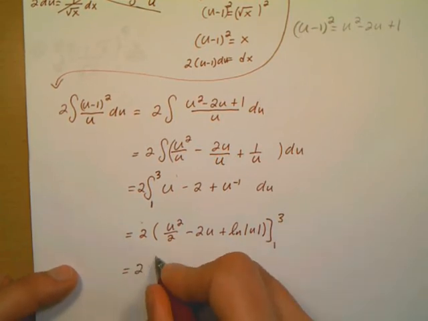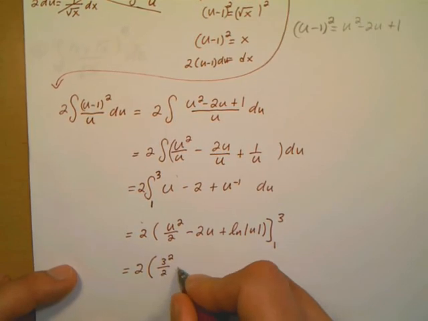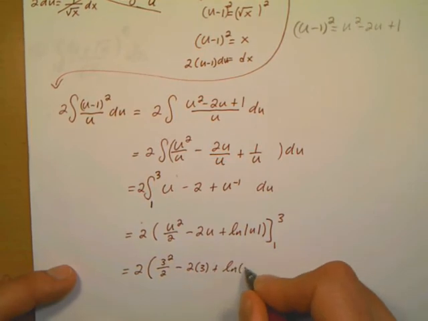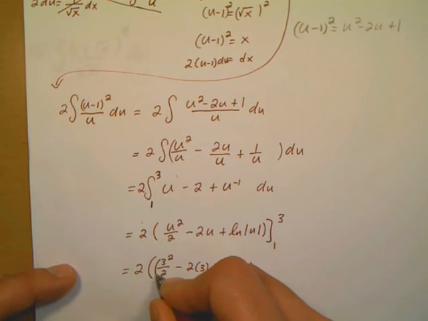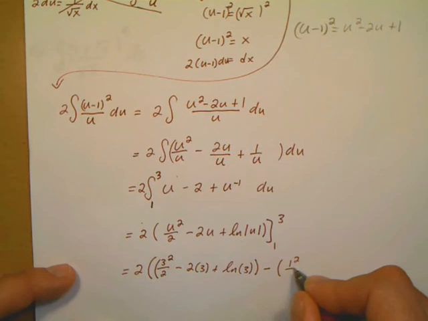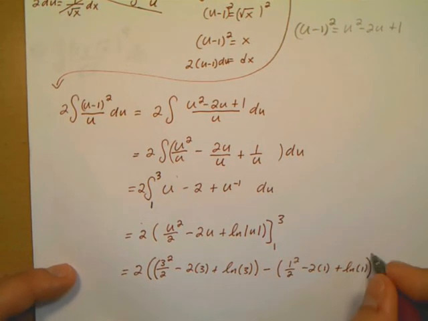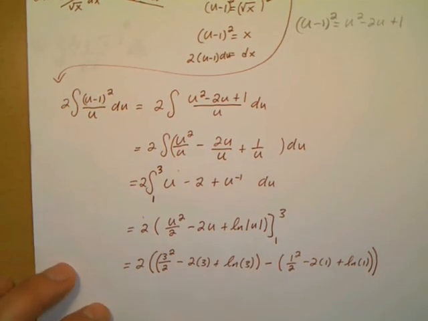So it's going to be 2 parentheses 3 squared over 2 minus 2 times 3 plus ln of 3. So let me put parentheses around this. And then minus the lower limit, which is going to be 1 squared over 2 minus 2 times 1 plus ln of 1. Close that parenthesis. And then close this parenthesis, because at the very end I'm going to multiply my answer by 2.